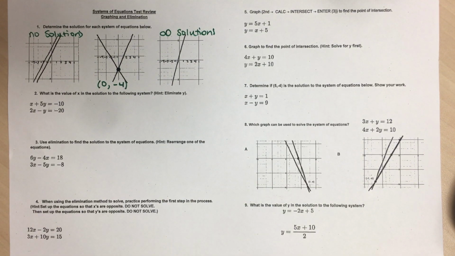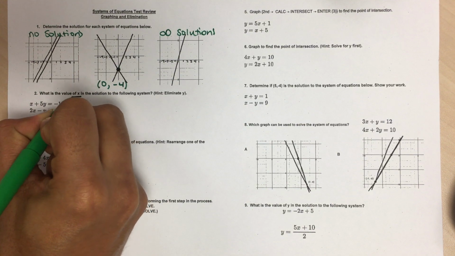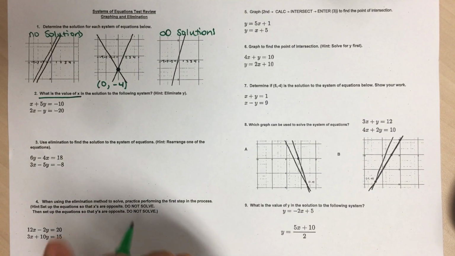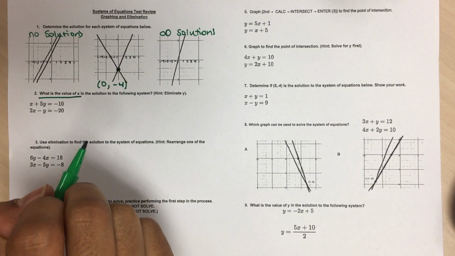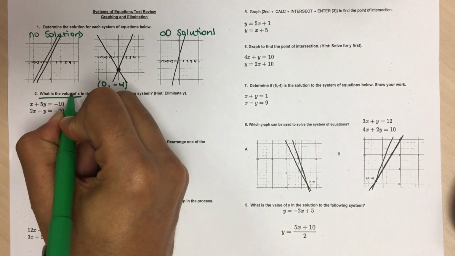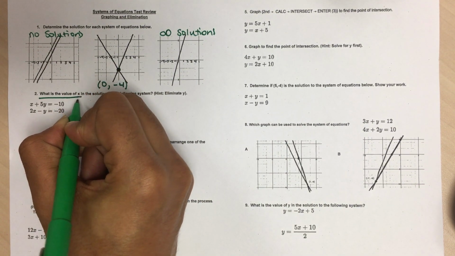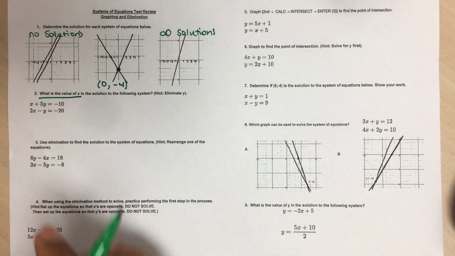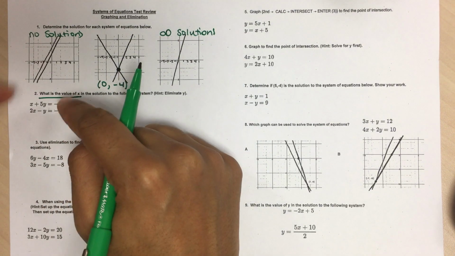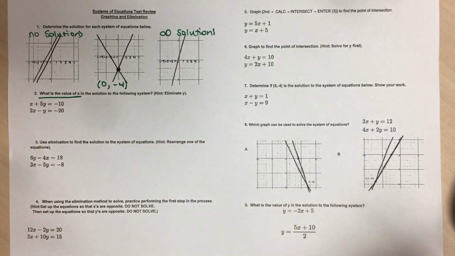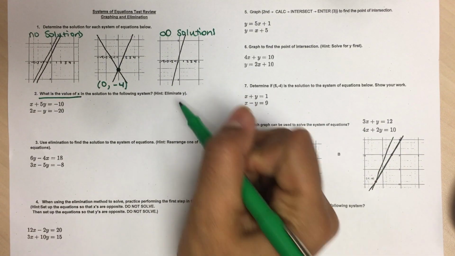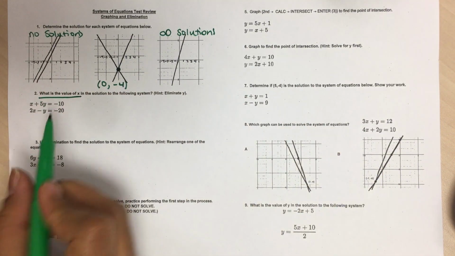Number 2, what's the value of x in the solution to the following system? If you don't read directions first, you're going to do way too much on this problem. I don't need you to do the second half of the problem. Only do one half. Solve for x and call it a day. So let's set up this system so that we can eliminate the y's, get them out of the way since we don't even want to know what y equals. It's unnecessary. How can we do that?